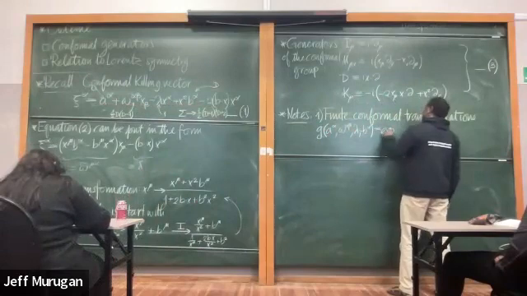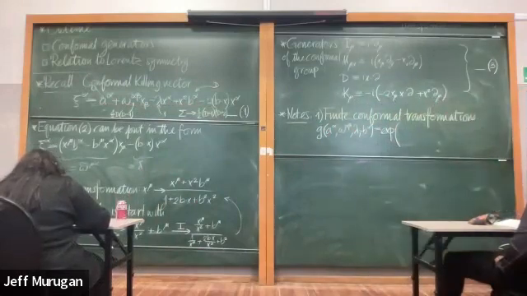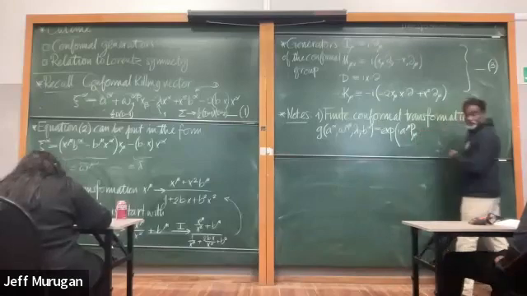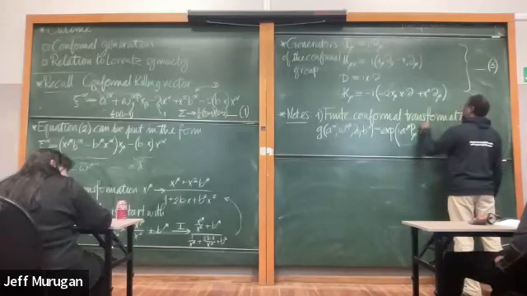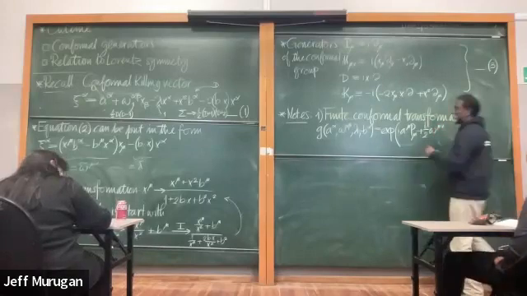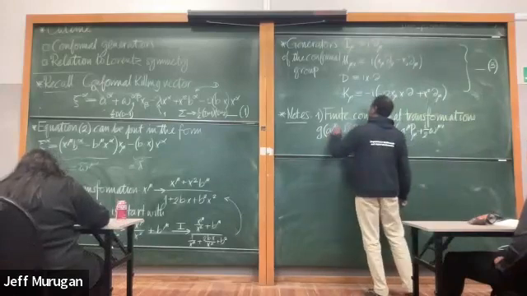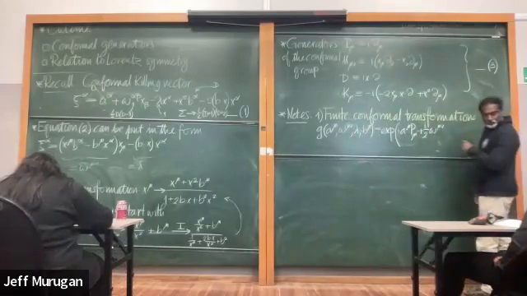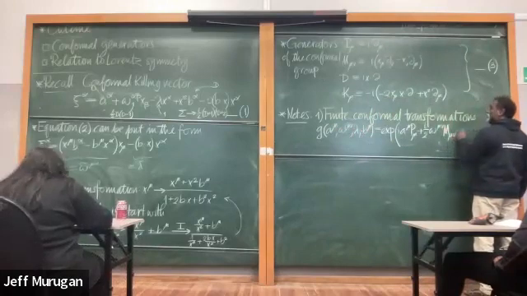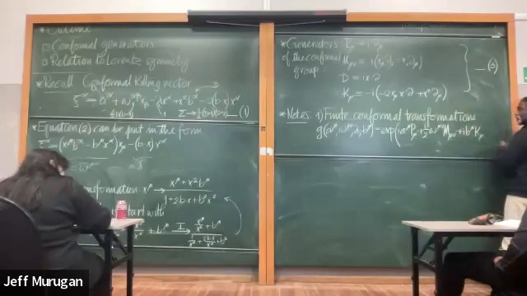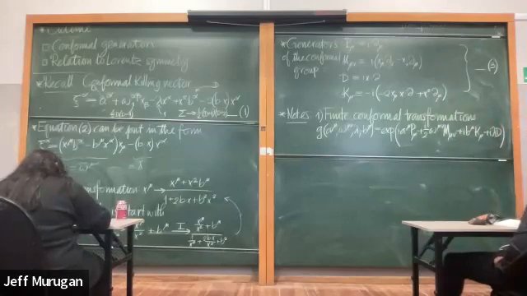And again, by taking the exponential, I a mu together with the generator P mu of translations, plus I over 2 omega mu nu M mu nu, plus I B mu K mu, plus I lambda D. Okay.